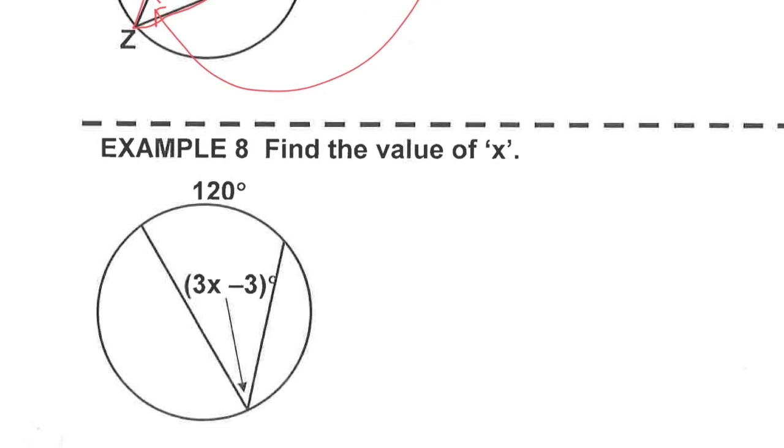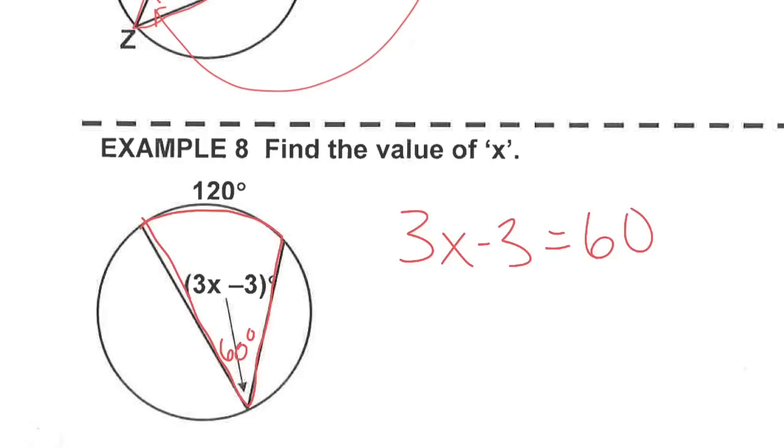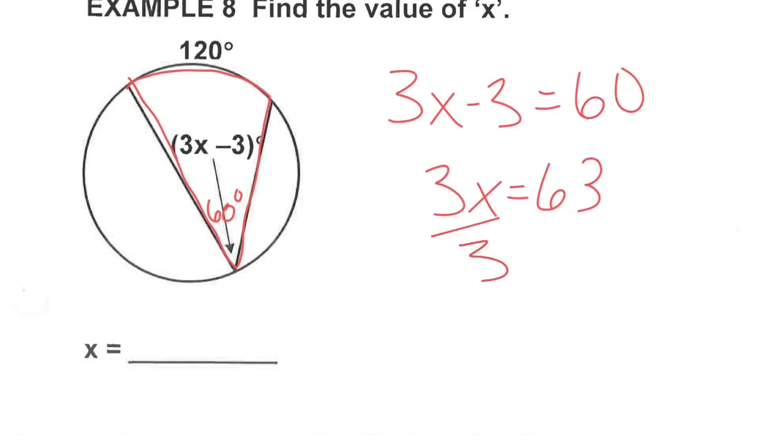And this next one's not too tough. Find the value of x. Well, here's the arc, there's the inscribed angle. I know that this is half of that, so this is 60 degrees. Now I set the expression, 3x minus 3 equals 60, and I can solve for x. So I'm going to add 3 to both sides, 3x equals 63. I'm going to divide both sides by 3, I get my x value of 21.